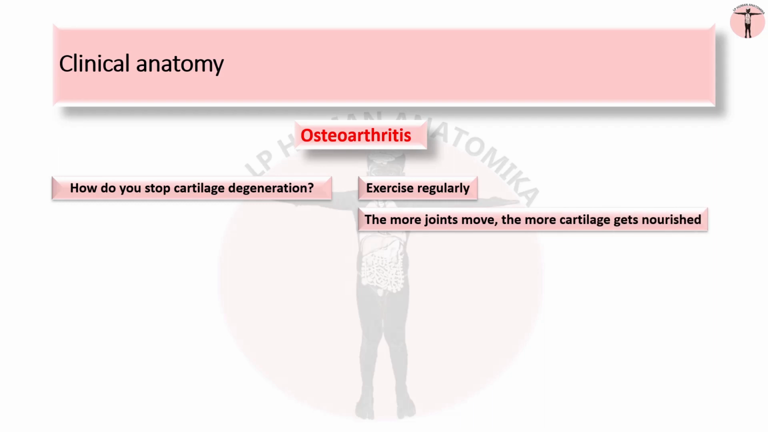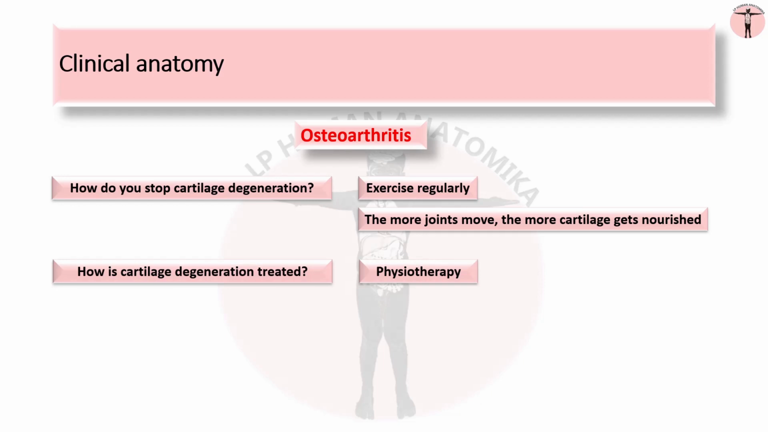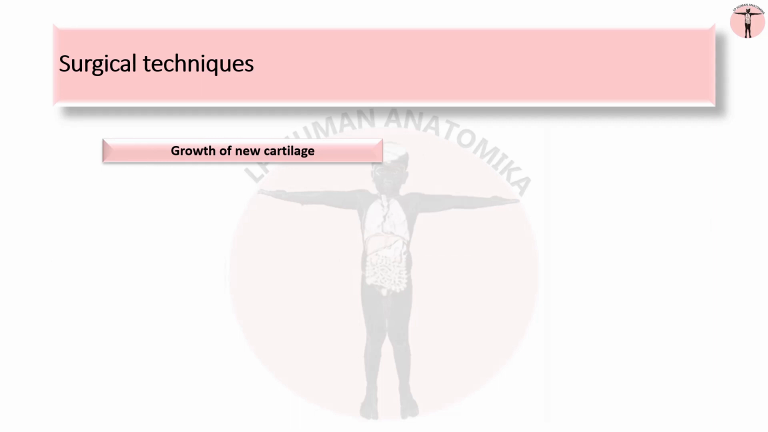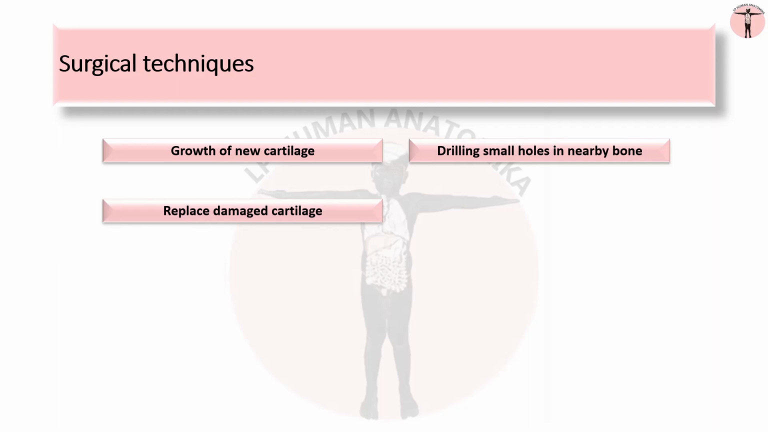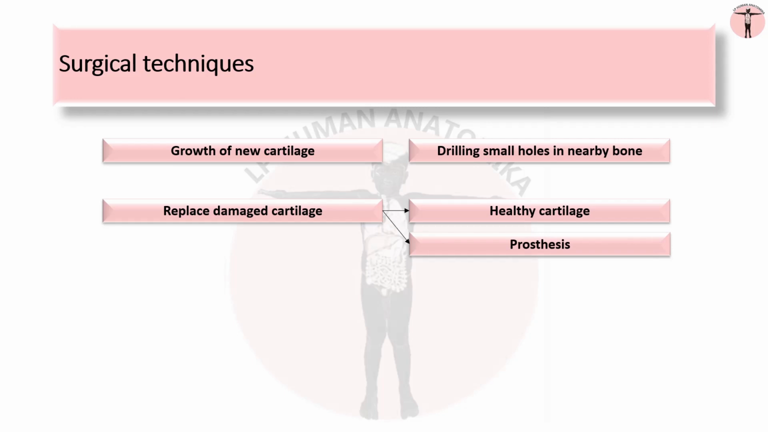joint fluid. So, how is degenerative cartilage treated? It can be treated through physiotherapy or possibly surgery. Surgical techniques may encourage the growth of new cartilage by drilling small holes in the nearby bone, or replace the damaged cartilage by two methods. One is with healthy cartilage taken from another part of the joint, or the second method is by an artificial body part called a prosthesis made of metal or soft material.